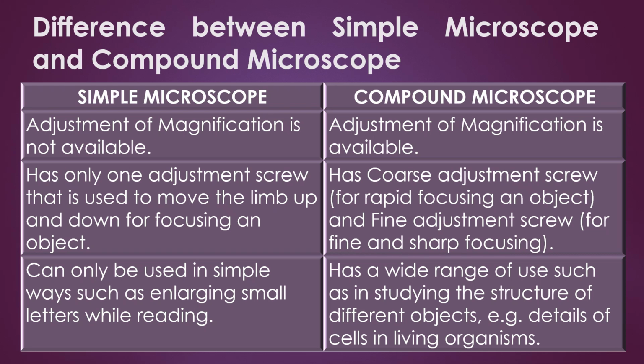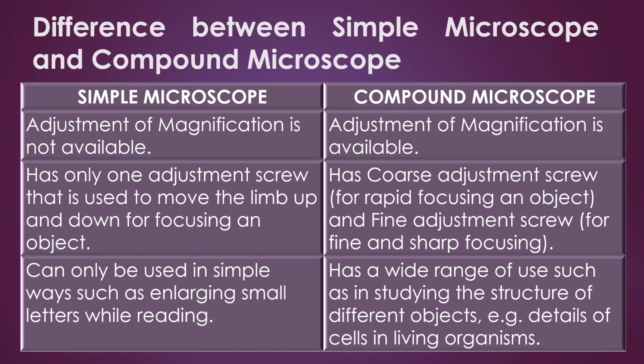The simple microscope has only one adjustment screw that is used to move the limb up and down for focusing an object. But in the compound microscope, two types of adjustments are present. One is the coarse adjustment, which is for rapid focusing of an object, and the second one is the fine adjustment, which is for fine and sharp focusing of the object.